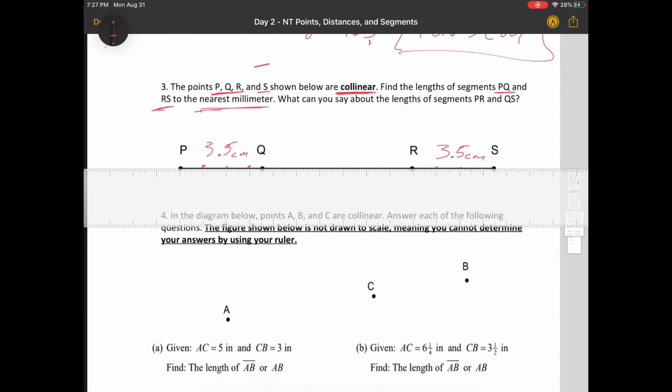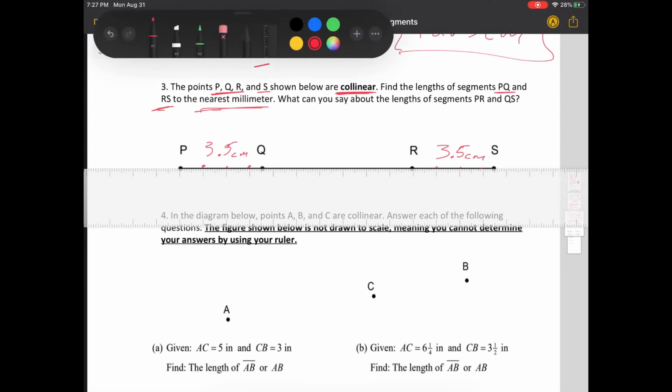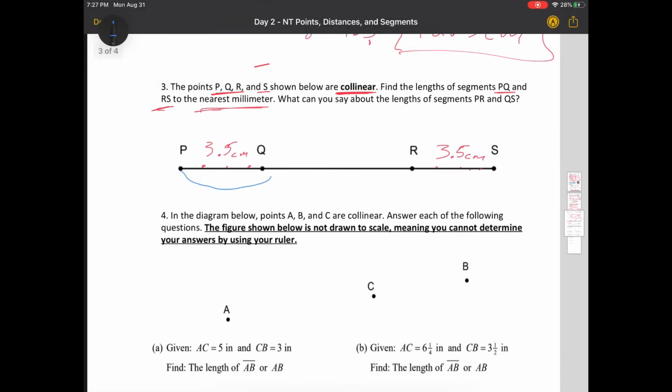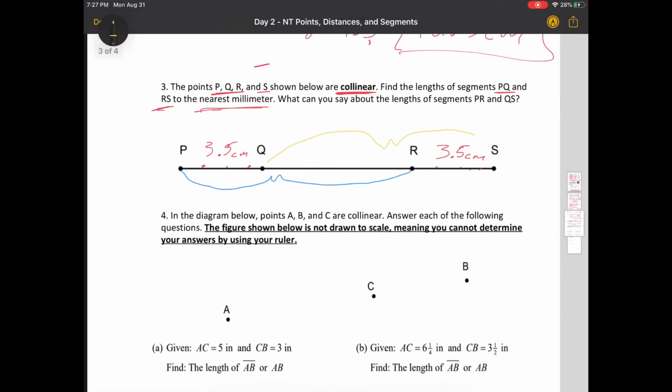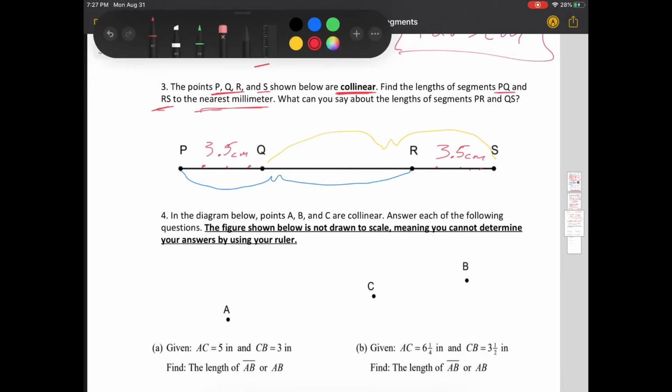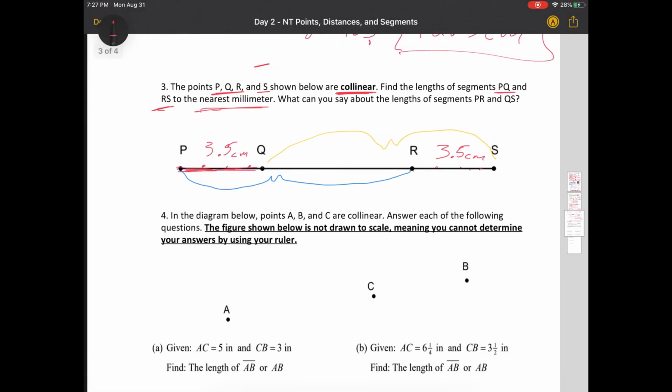Now, what can you say about the lengths of PR and QS? So let's move this out of the way. We're looking for PR and QS now. So PR, this segment, and then we're also looking for this segment. So what can we say now? We have two congruent line segments here. So we have this one, PQ, and also RS.